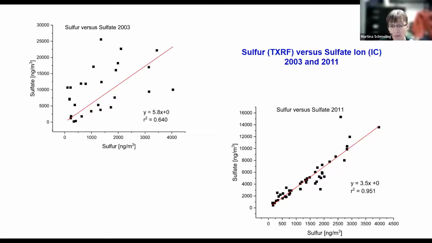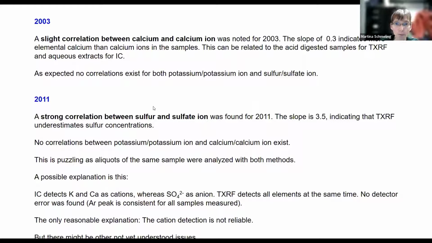This is very good when you consider that those 2 methods are absolutely different. TXRF measures the element, it is spectrometric, whereas ion chromatography measures conductivity and it measures the ion. So it's pretty good. And the slope is 3.5. The slope of 3.5 means that TXRF underestimates a little bit the sulfur concentrations, which is not a big surprise because sulfur is not necessarily the most suitable element for TXRF analysis.